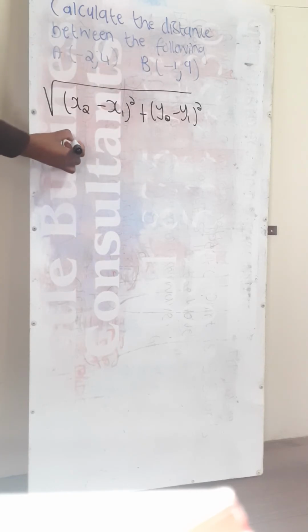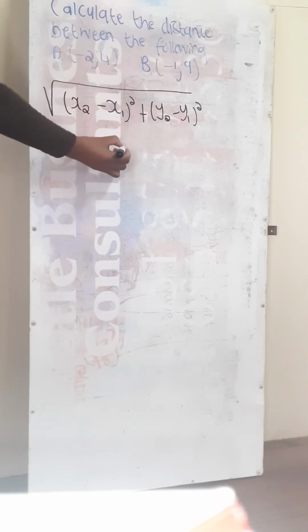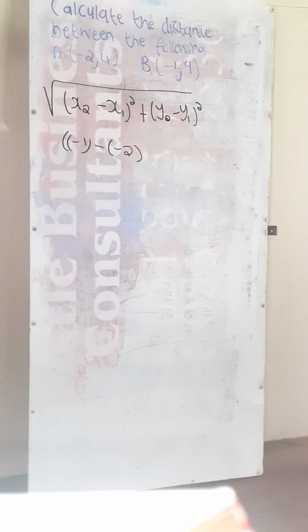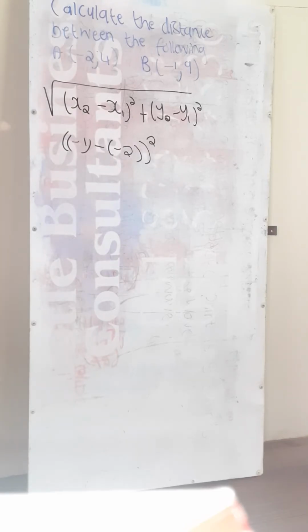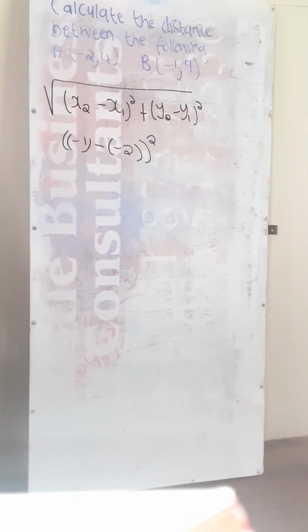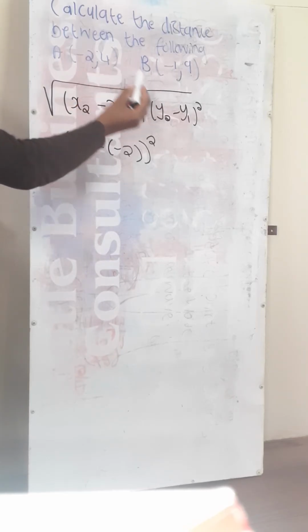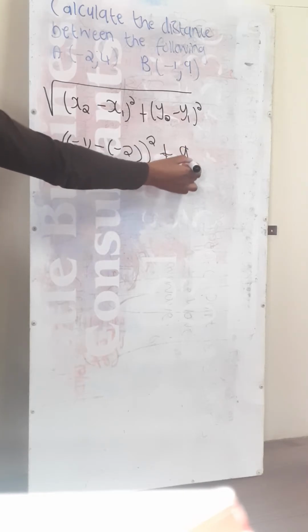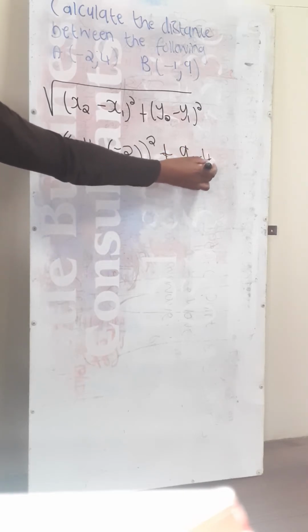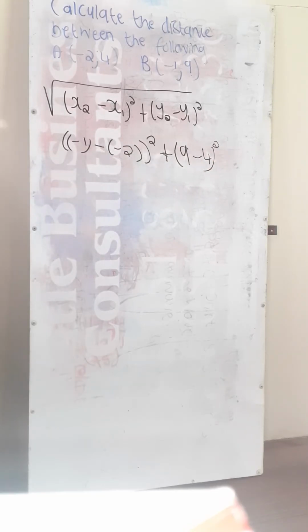x2 is here, that's -1 minus -2, and then we will square all that, and then the following one is the y's. This is y2, this is y1. Then you will have 9 minus 4, and that we will square.